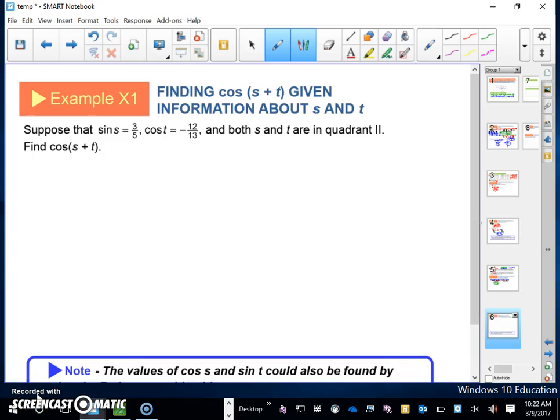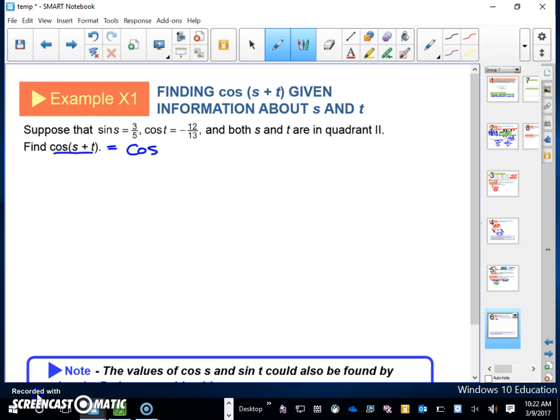Example x1: suppose sine s is 3/5, cosine t is negative 12/13, and both s and t are in quadrant 2. Find cosine of s plus t. Where I would start is just notice this is one of our patterns. Cosine of s plus t is cosine sine, and if you don't remember it, look it up.